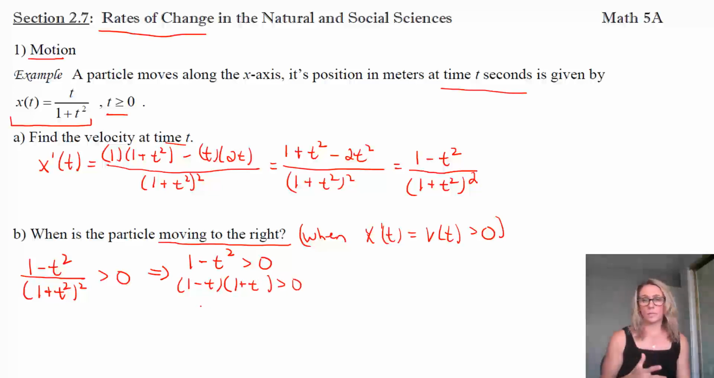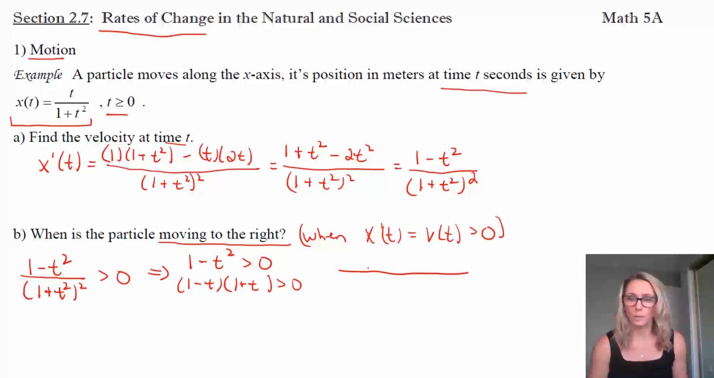And then this is a quadratic inequality. So the best idea is to draw yourself a little number line where t is time. Notice that the two values that make this 0, because that's where it would change, it would change on either side of those values. We know that the values that would make this 0 would be 1 and -1.